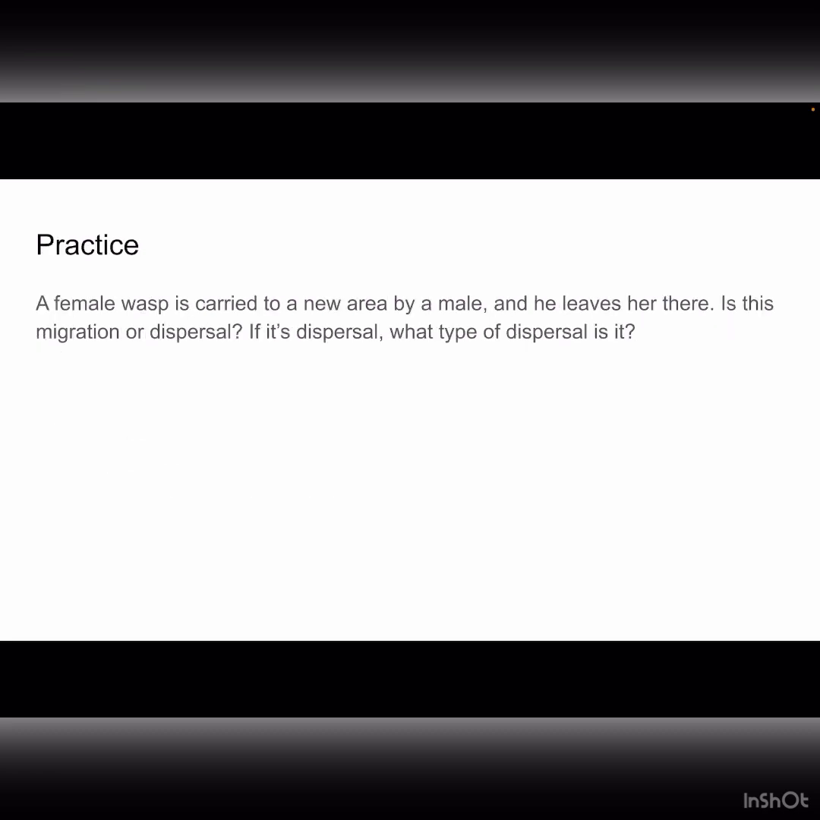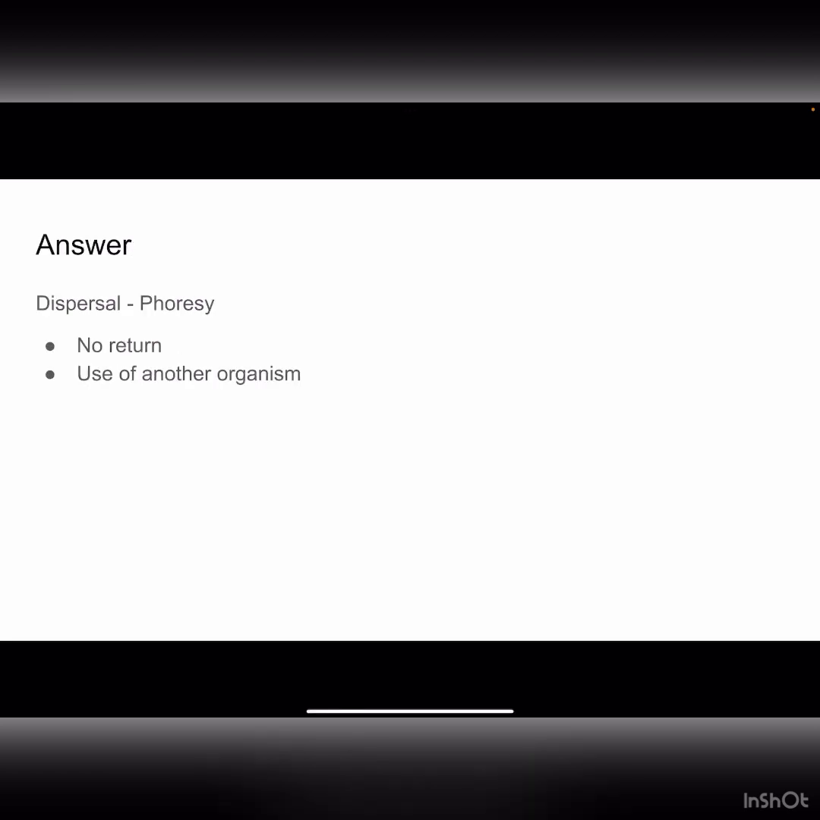A female wasp is carried to a new area by a male and he leaves her there. Is this migration or dispersal? If it's dispersal, what type of dispersal is it? It was dispersal, more specifically foresy.